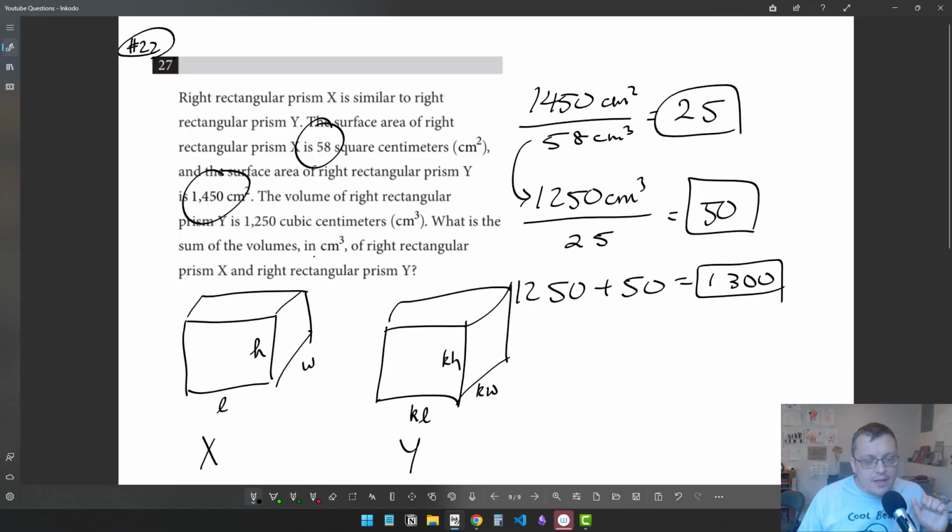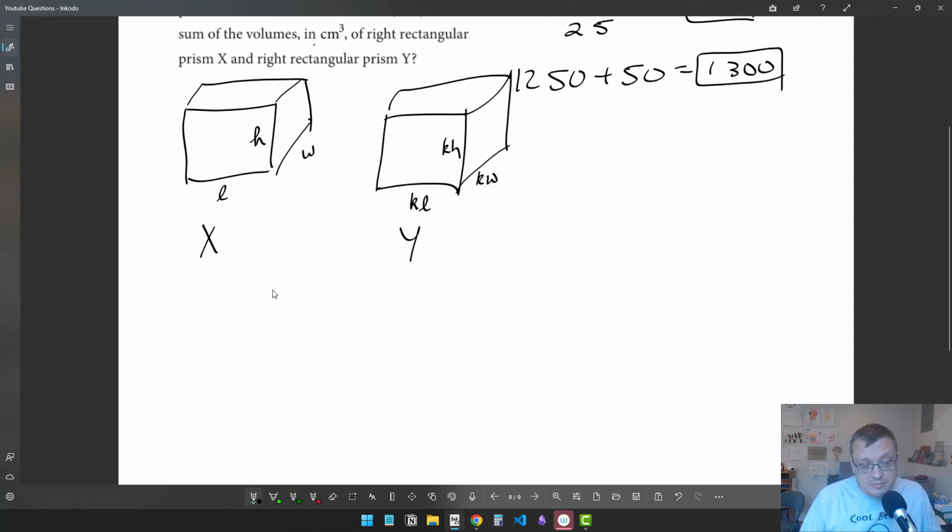Now what would be the surface area of this? The surface area would be the area of all the faces added up. I've got 2 faces in the front, L times H, so 2LH. Then I've got 2 faces on the side, 2HW. And then a face on the top and a face on the bottom, that's 2LW. For the larger prism it'd be the same thing, I've just got these K's involved. So it would be 2K squared LH plus 2K squared HW plus 2K squared LW.